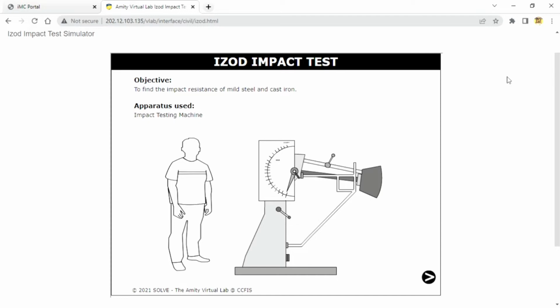So today we are going to talk about the Izod Impact Test. The objective is to find the impact resistance of mild steel and cast iron. The apparatus used is an impact test machine.